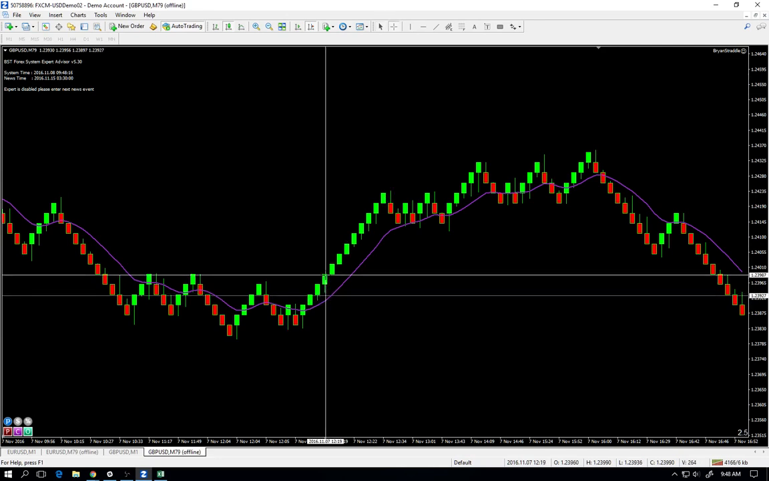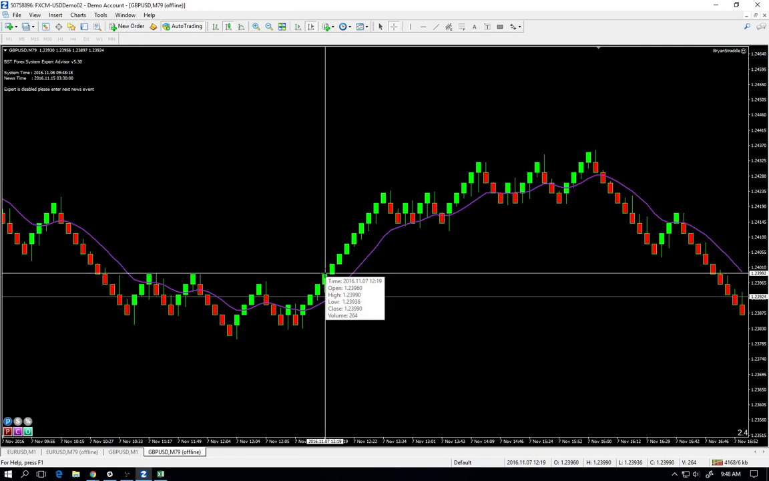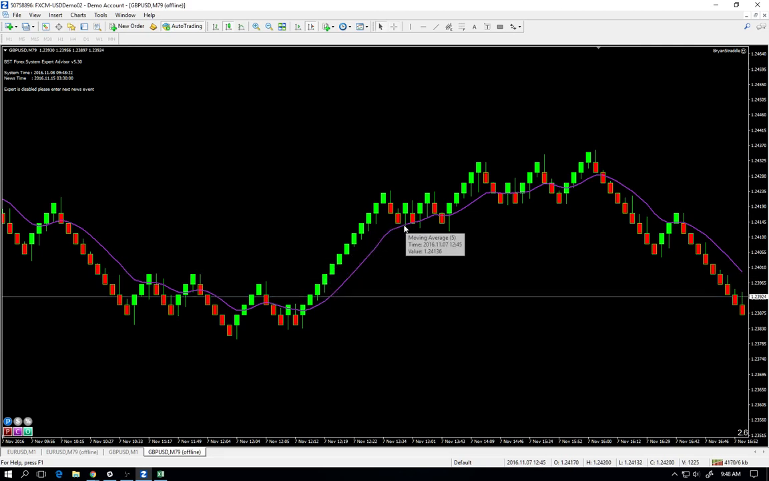So we would have gotten in here, and we would have gotten out here, so it would have been a 14.1 pip trade. And this isn't even a news release, this is just a normal move. So it would have been a 14.1 pip trade. Now what's our goal per trade? We want 1/3 of the move, 30%.